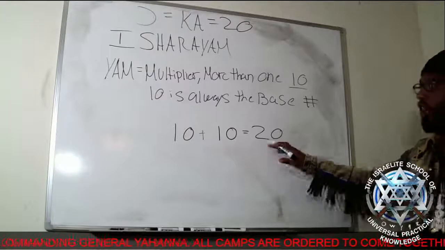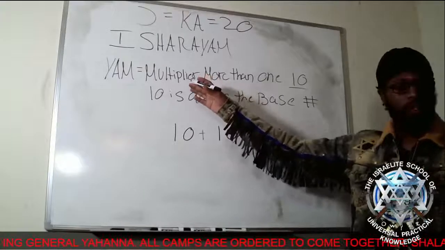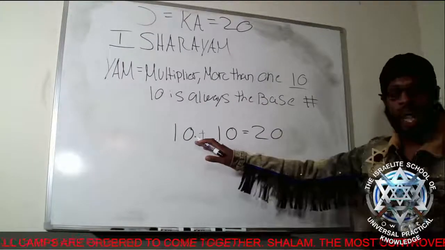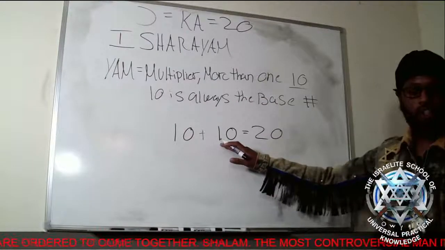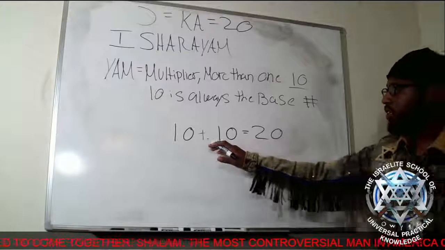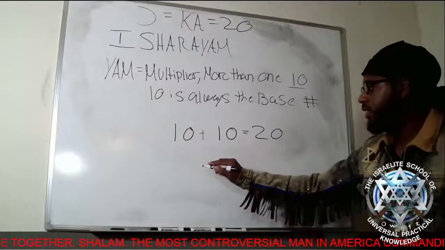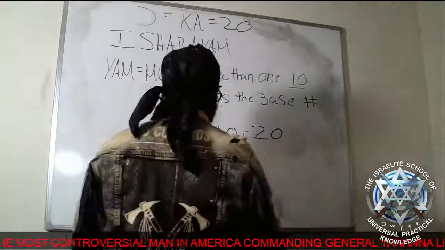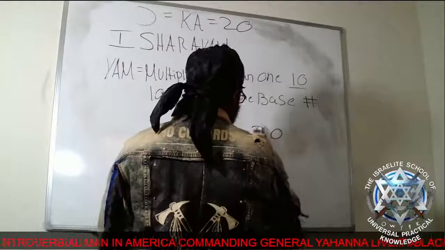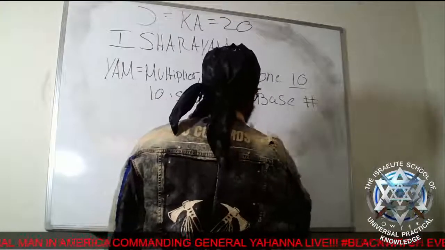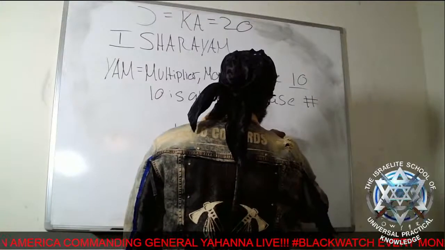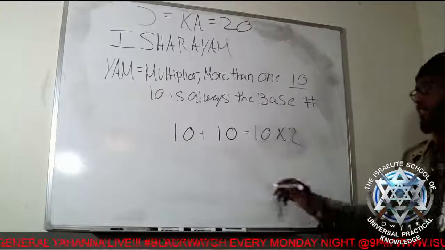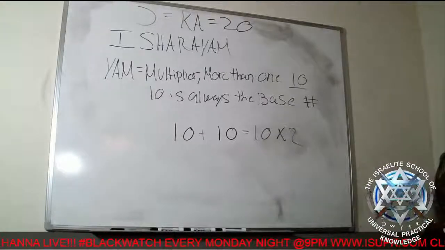Now yum also is a multiplier, right? You have two 10s here. Instead of doing addition, you can also do multiplication. You see there's two 10s? Right? 10 plus 10 is equal to 10 times 2. So 10 plus 10 is equal to 10 times 2.